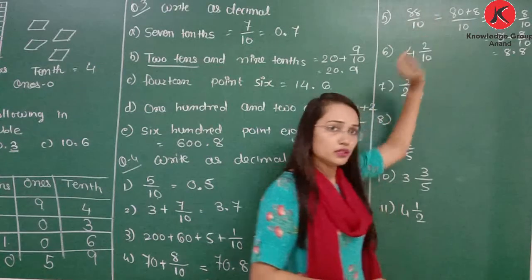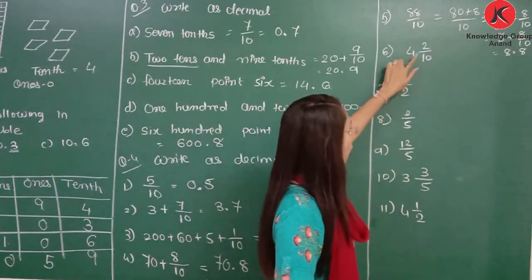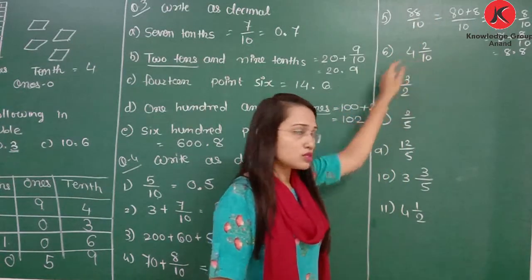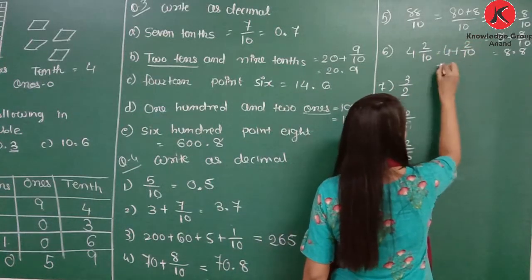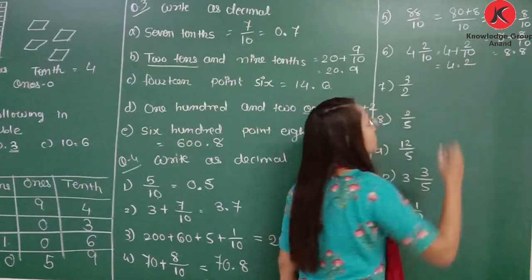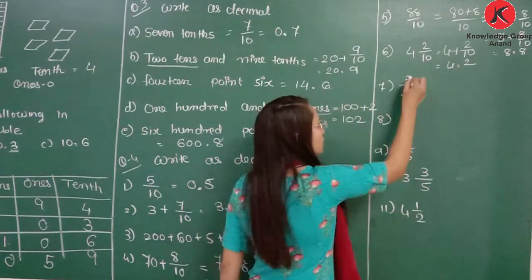It is 8.8. Now next one, 42 by 10. So this is 4 plus 2 by 10. So this is 4.2. Now for the next one, 3 by 2.